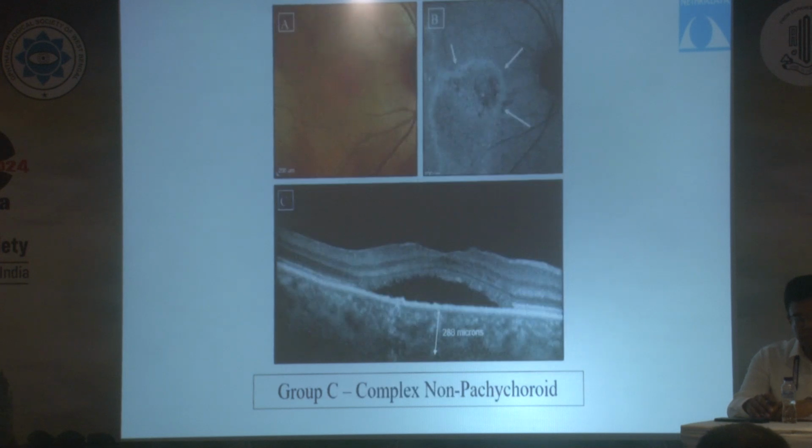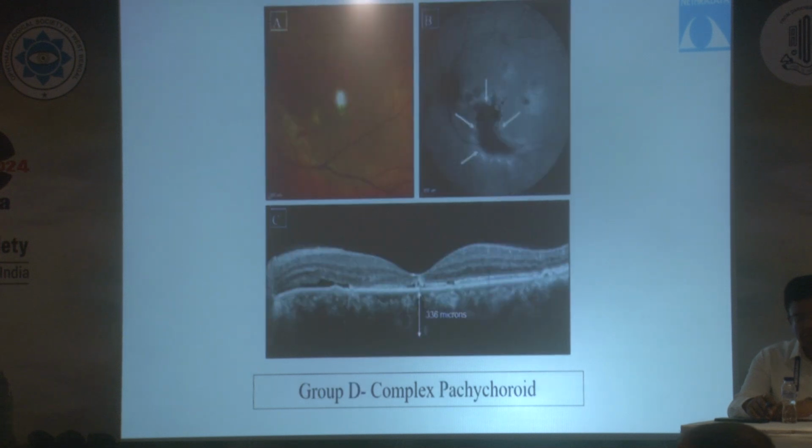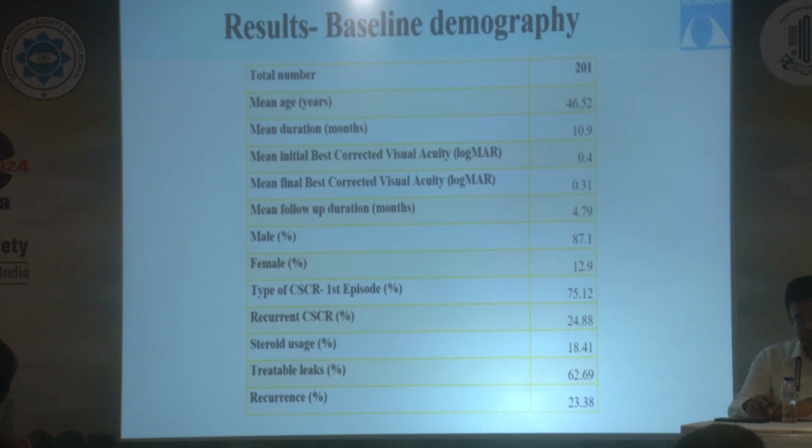The complex non-pachychoroid group, where we can see more than 2 disc diameters of RPE involvement, but an SFCT of less than 300. And finally, the complex pachychoroid group, Group D, with more than 2 disc diameters of RPE involvement and an SFCT of more than 300. This is the baseline demography.